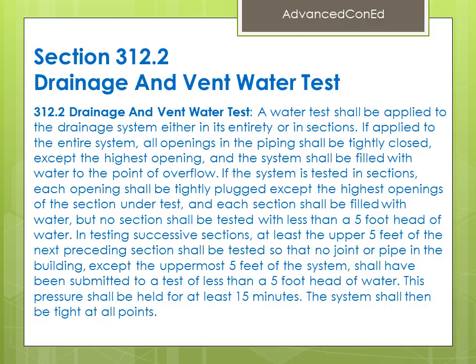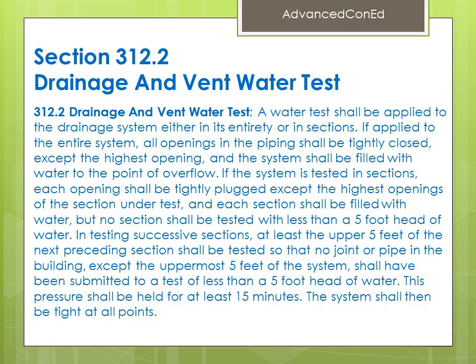Section 312.2 Drainage and Vent Water Test. A water test shall be applied to the drainage system either in its entirety or in sections. If applied to the entire system, all openings in the piping shall be tightly closed, except the highest opening, and the system shall be filled with water to the point of overflow.